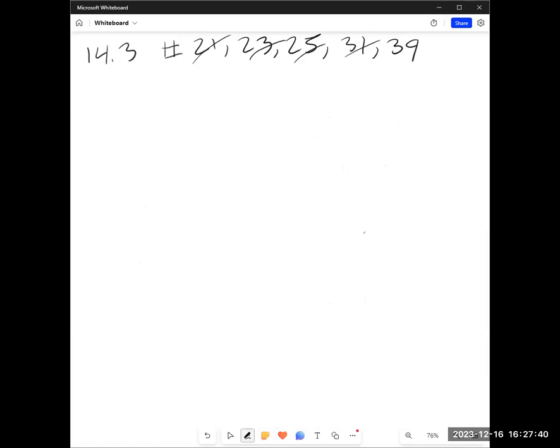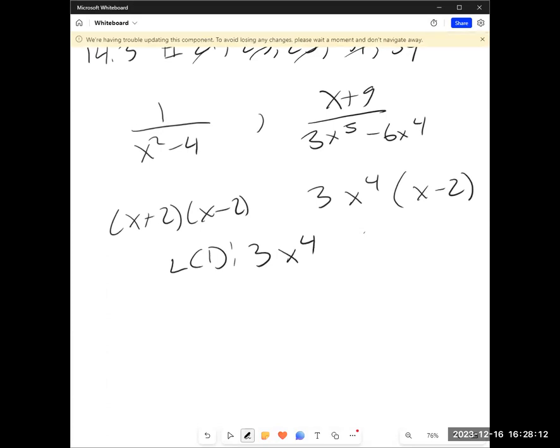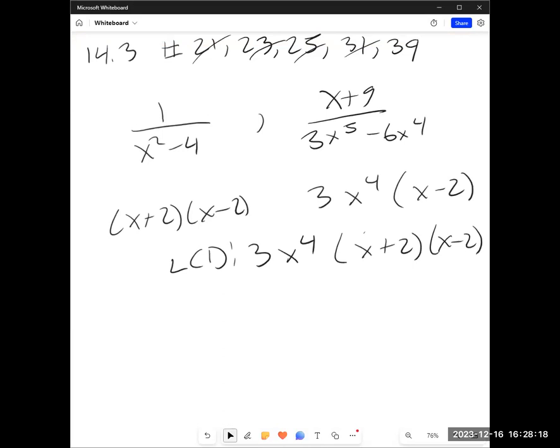All right, one more here. 1 over x squared minus 4 and x plus 9 over 3x to the 5th minus 6x to the 4th. This is x plus 2, x minus 2. This is 3x to the 4th times x minus 2. So we're going to need an LCD of 3x to the 4th, x plus 2, x minus 2, so that all of our factors there are represented.